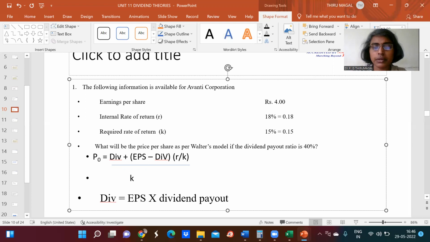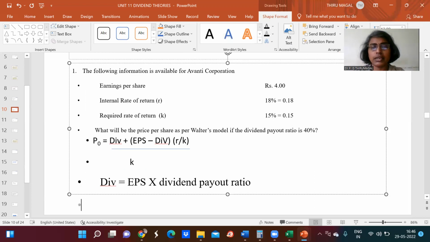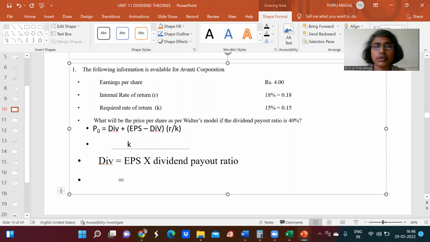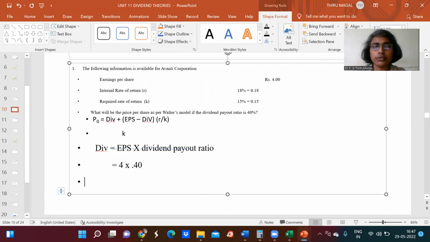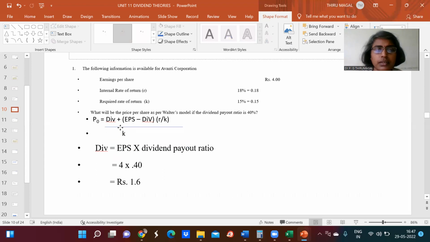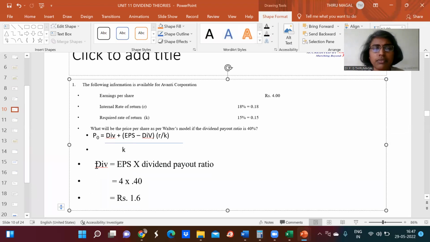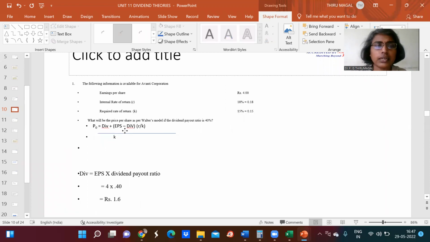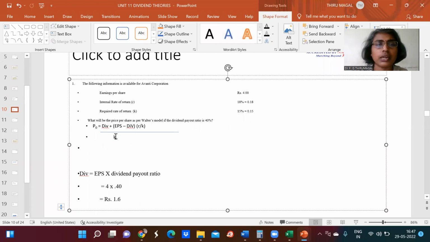If dividend per share is not given, we can calculate it using this formula. EPS is 4 multiplied with the dividend payout ratio of 40%, which means 0.40. So 4 into 0.40 is 1.6. The dividend per share is 1.6. Now we'll substitute all the values in the formula so that we can calculate the price of the share as per Walter's model.